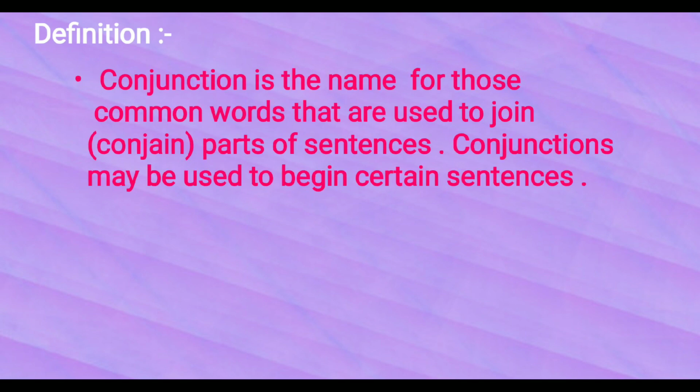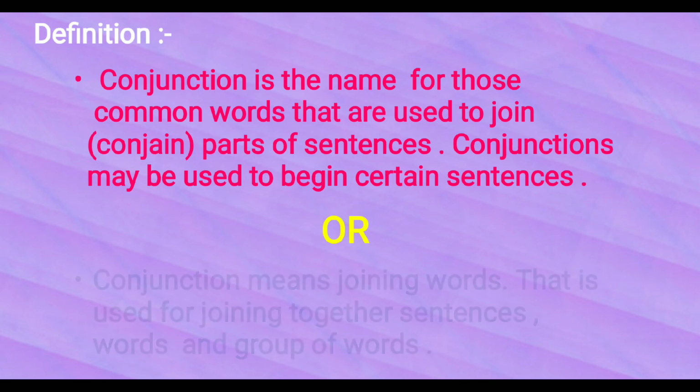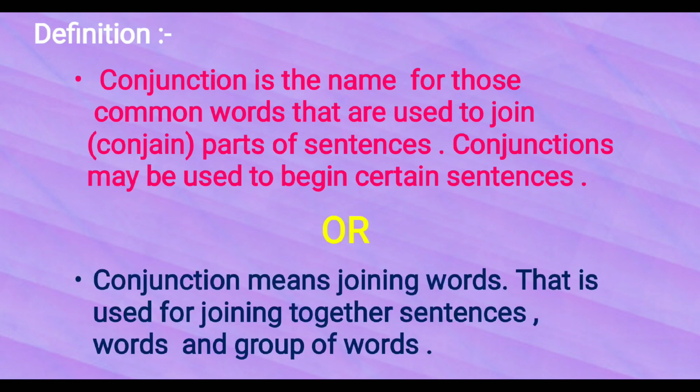Now let's see the definition of conjunctions. Conjunction is the name for those common words that are used to join parts of sentences. A conjunction may be used to begin certain sentences. Or we can say that conjunctions are joining words that are used to join together sentences, words and groups of words. So what are conjunctions?